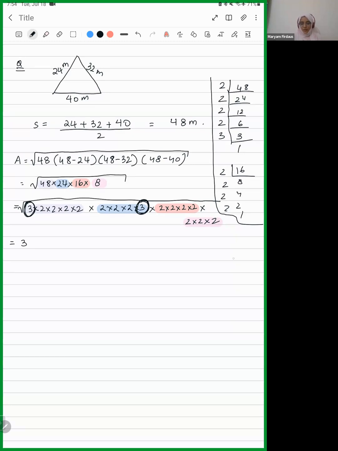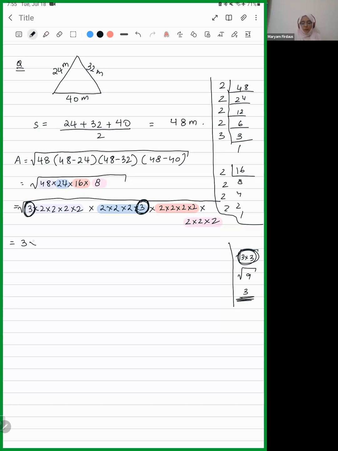Let me explain how that's happening in case any of you is wondering. If you have root over 3 into 3, what does this become? Root over 9. And what is root 9? Root 9 is 3. So basically you have 3 multiplied by 3, a pair of 3s. You take this 3 out and you're left with 1 3.